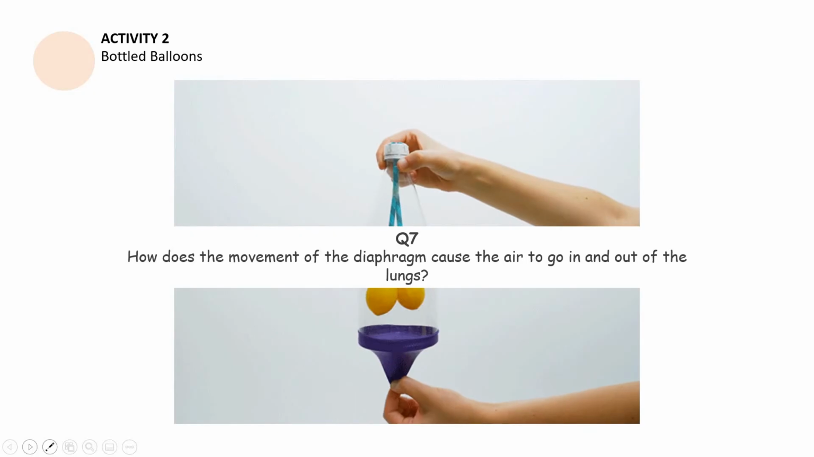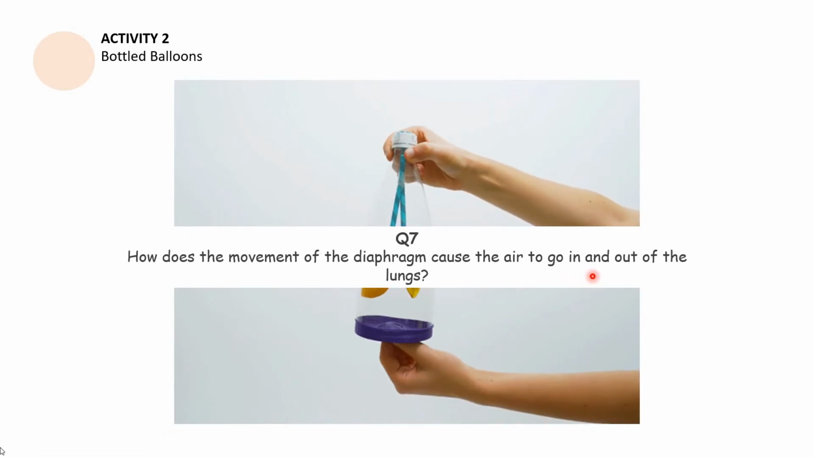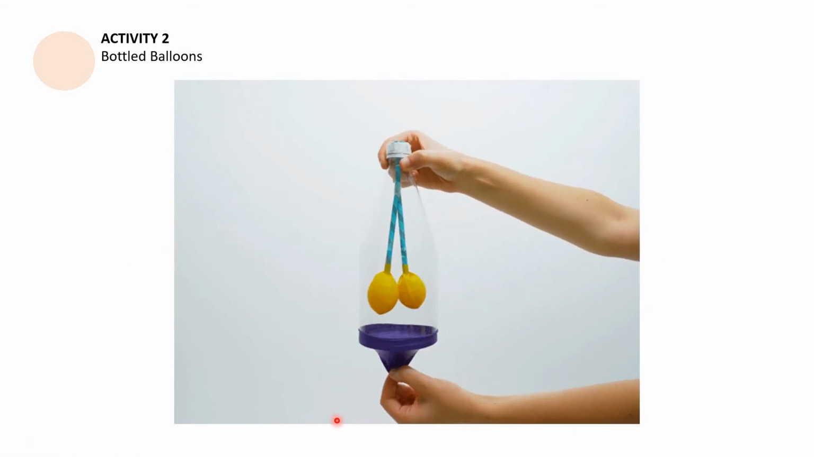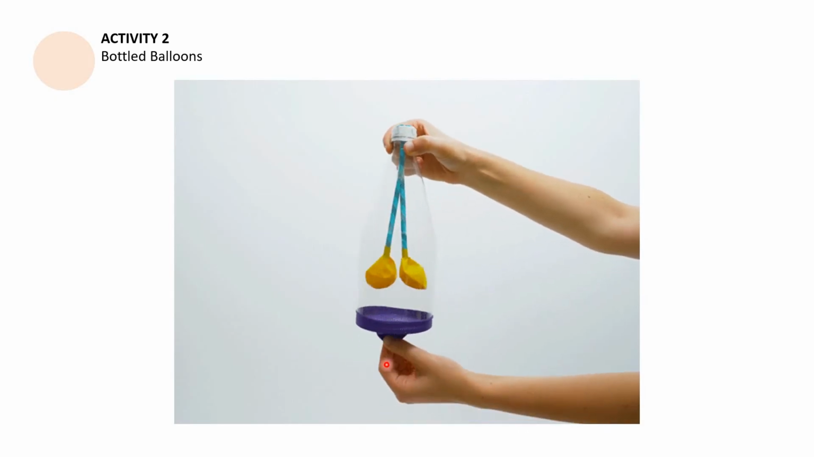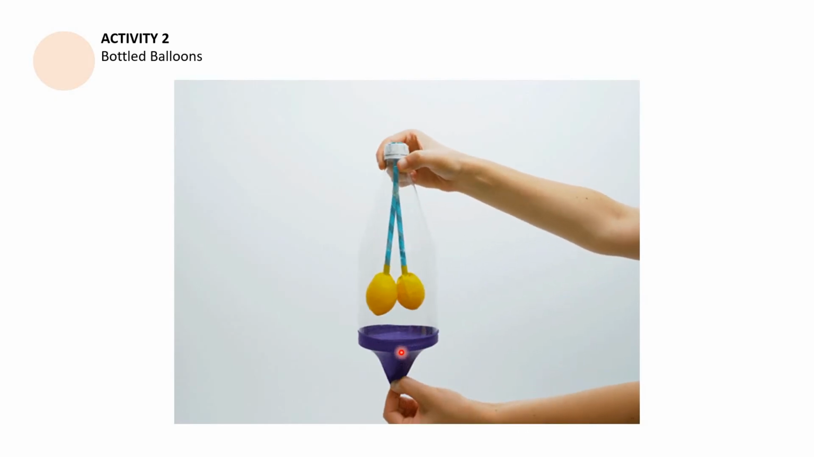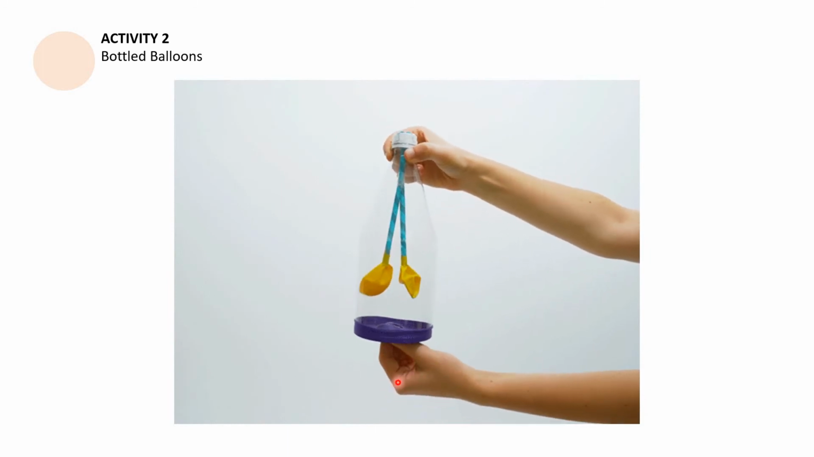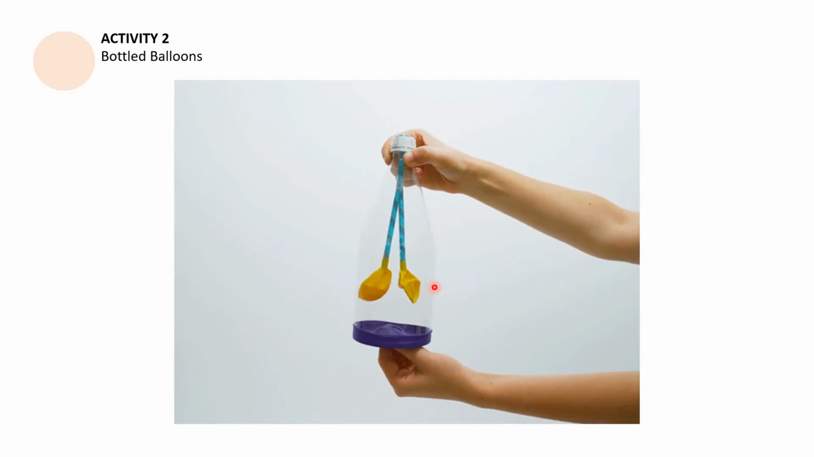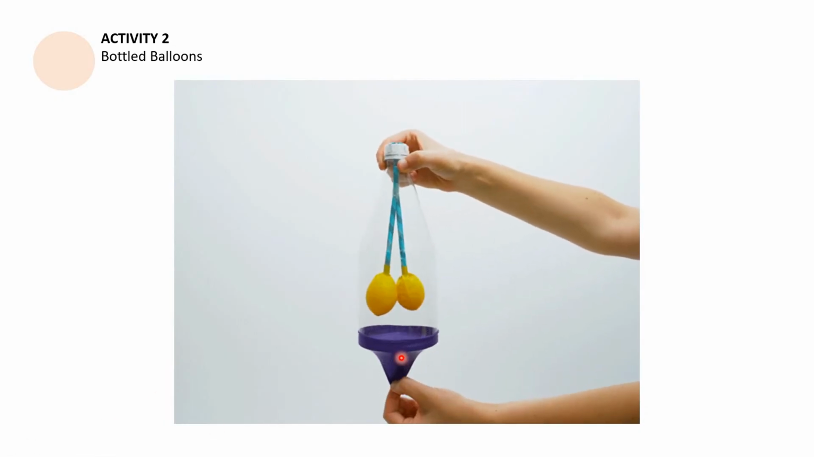Question number 7, how does the movement of the diaphragm cause the air to go in and out of the lungs? Okay, so question number 7 is basically assuming now that you already understand what this balloon is representing and what these balloons are representing. So basically the question is, how does the movement of this balloon affect these 2 balloons inside? How are they affected by the movement of this larger balloon?